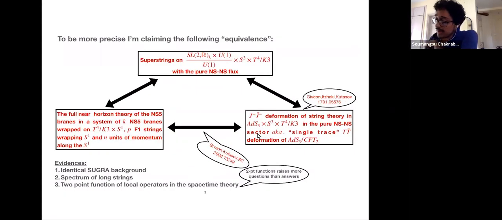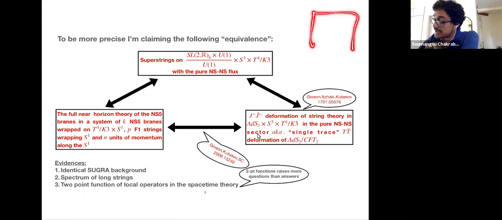As I told you, I'm going to study superstrings in this background. This is a three-dimensional background, SL2R U1 by U1, and then there is this S3 times T4 or K3, whatever you wish to take. I'm going to claim that this is the full description of the near horizon theory of k NS5 branes wrapping S3 times S1 with P fundamental strings.